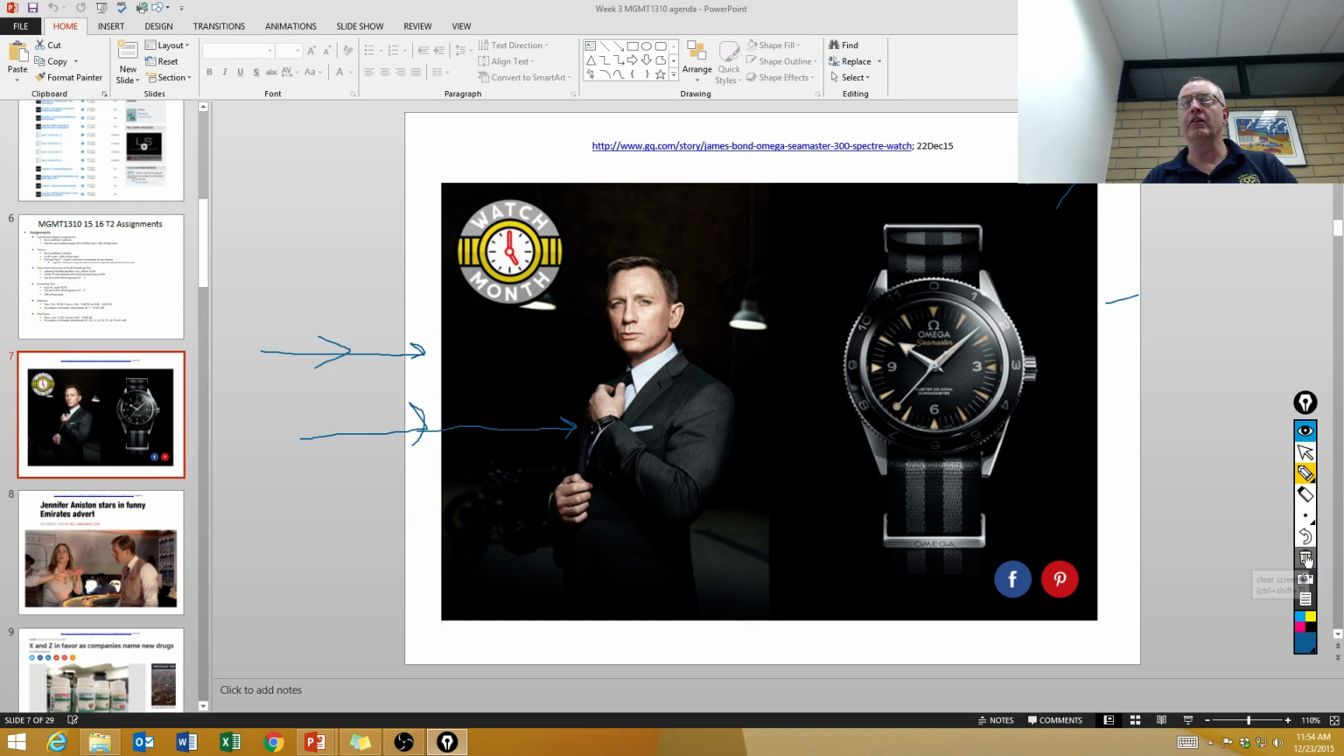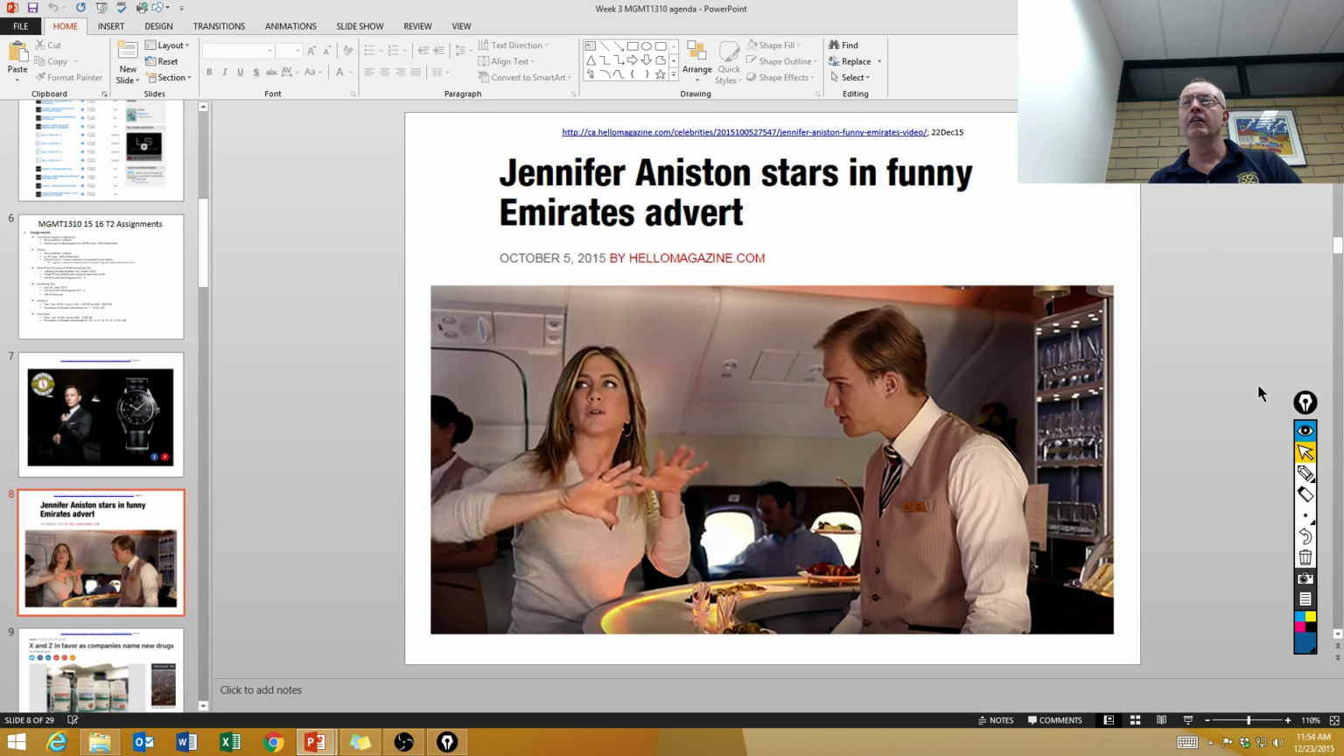And of course, women are not immune to this either. I see there's a recent ad from Emirates Airlines, and the star of the ad is Jennifer Aniston. And women like to think of themselves as Jennifer Aniston type people. They like to think that they're attractive and witty like the Jennifer Anistons of the world. So marketers can use our self-concept for their marketing purposes.